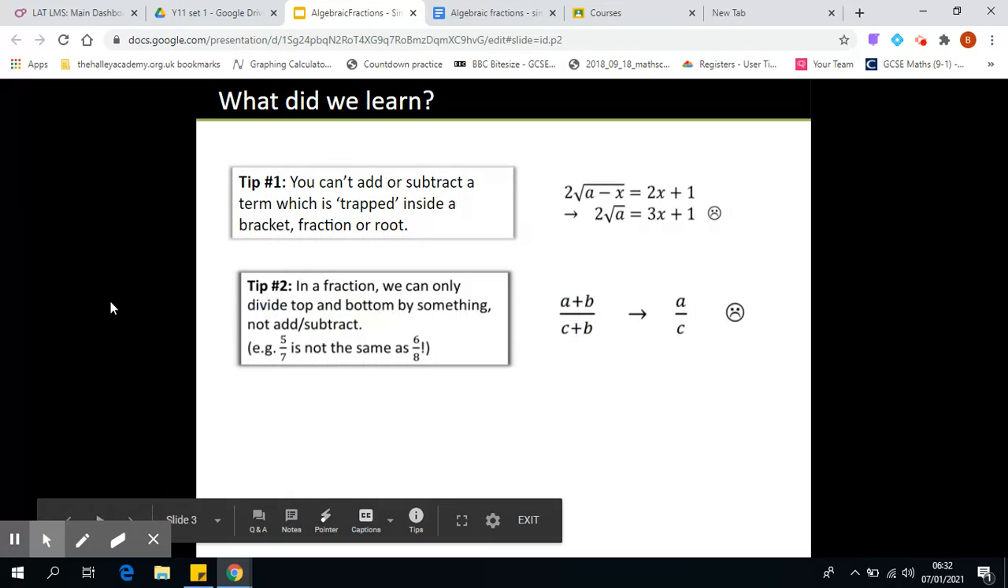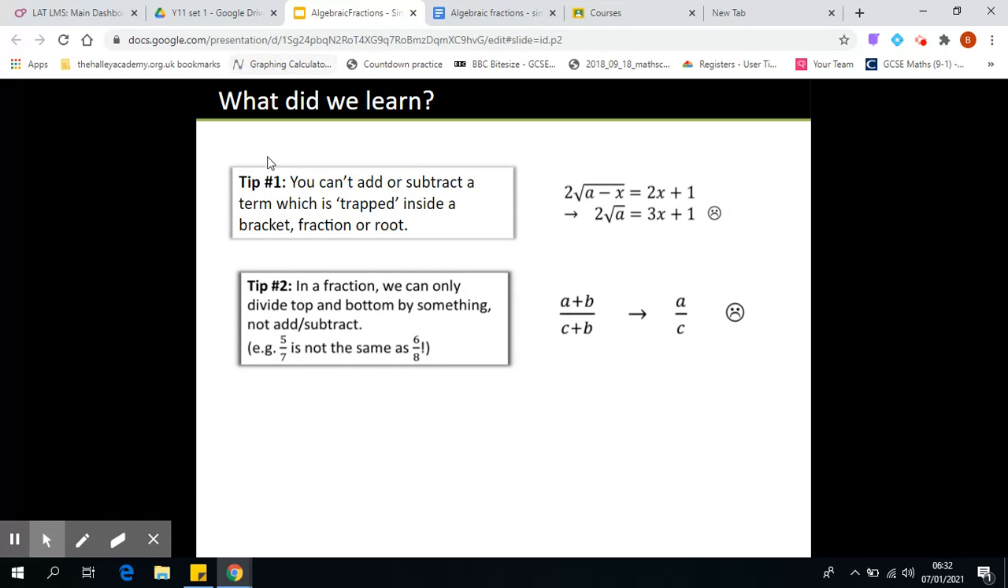What did we learn so far? First tip, you can't add or subtract a term which is trapped inside a bracket, fraction, or root. For example, 2 square root of a minus x, which is written as 2 square root a, 3x plus 1. This is incorrect because we can't add the x on both sides as the x is trapped inside the square root.